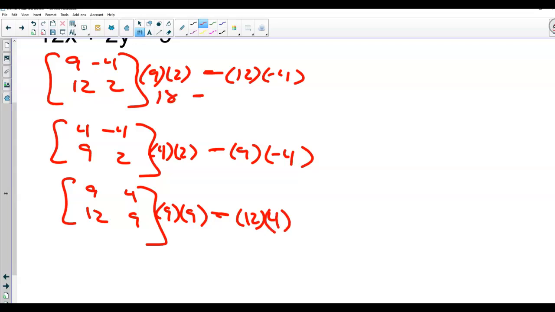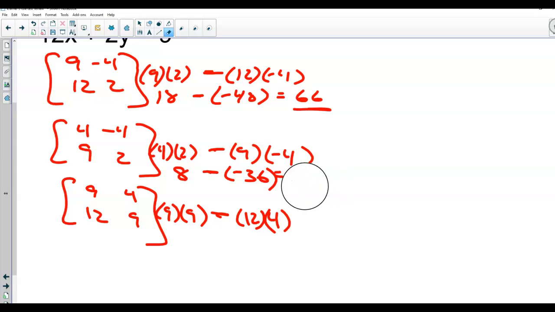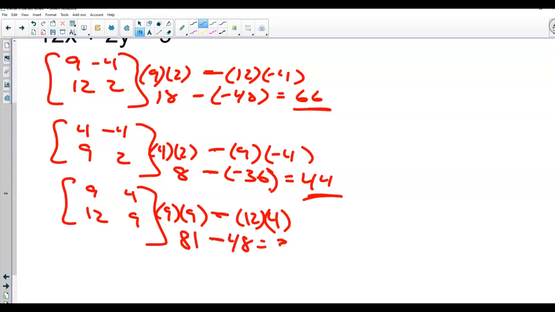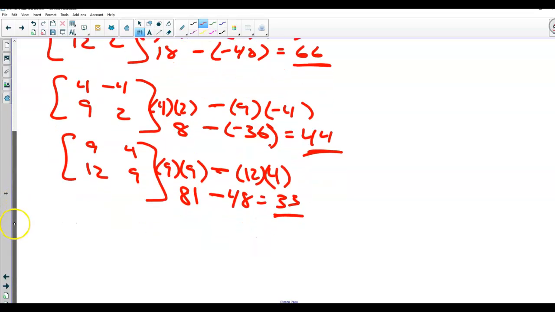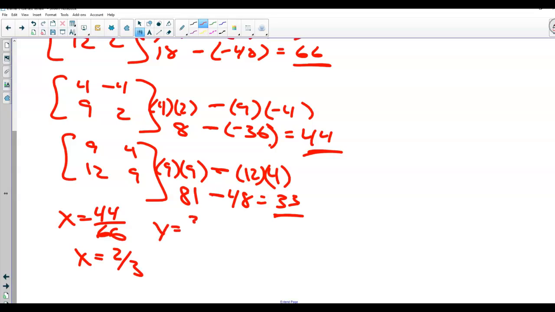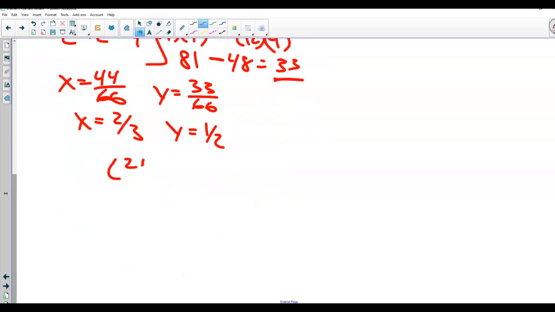So 18 minus a negative 48 is 66. 8 minus a negative 36 equals a positive 44. 81 minus a 48 is a 33. So my x is 44 over 66. X is 2/3. My y is a 33 over 66. My y equals 1/2. So my point 2/3 and 1/2.